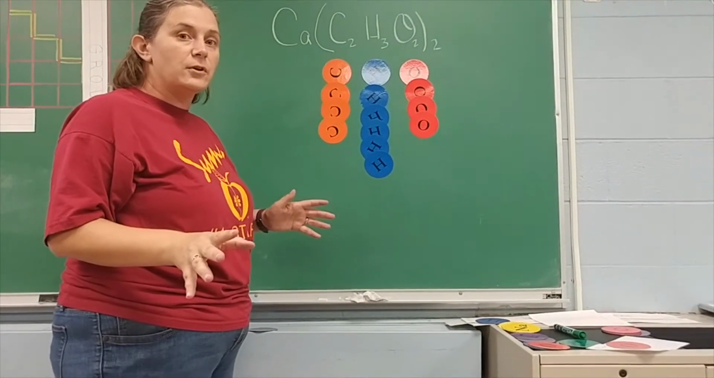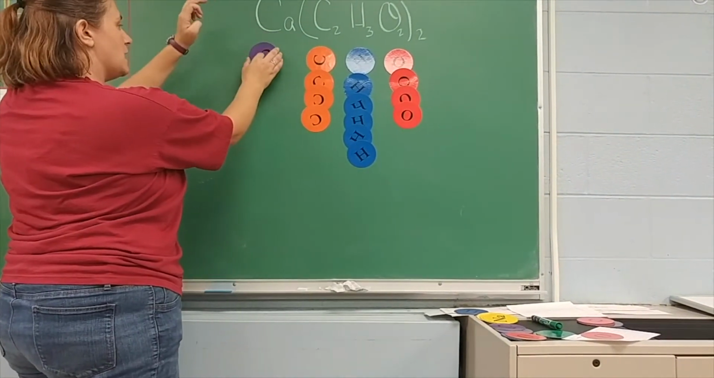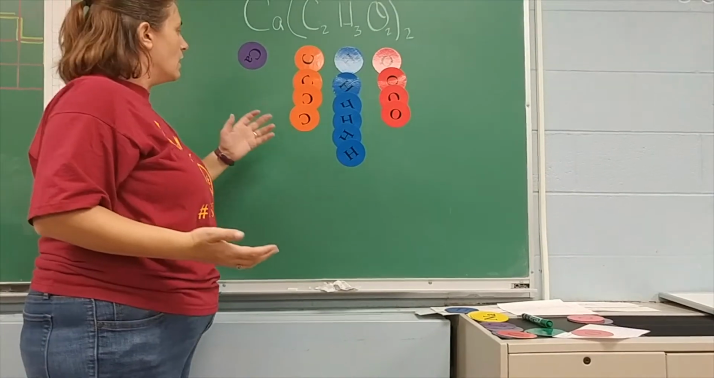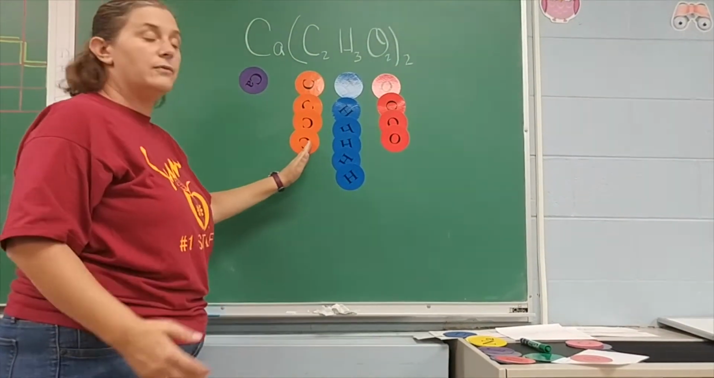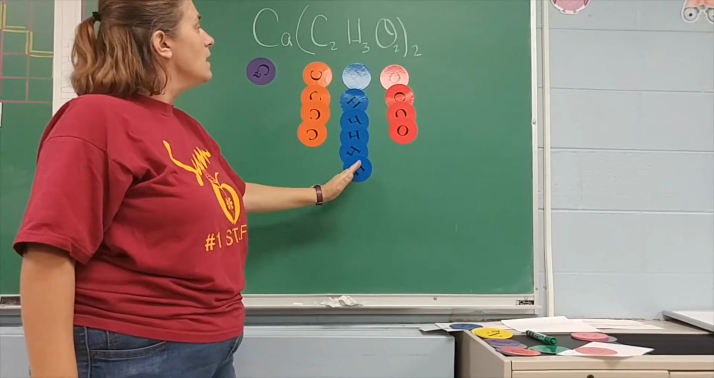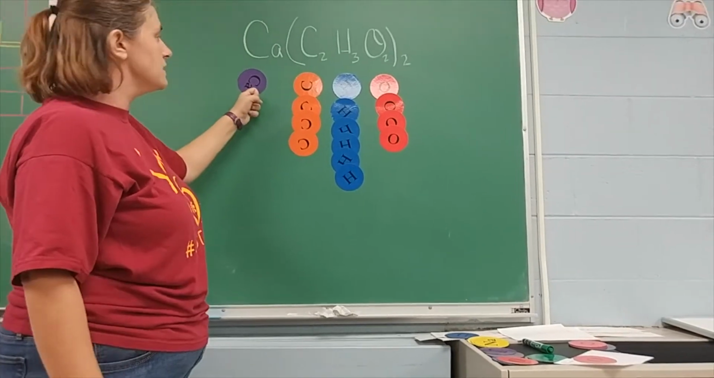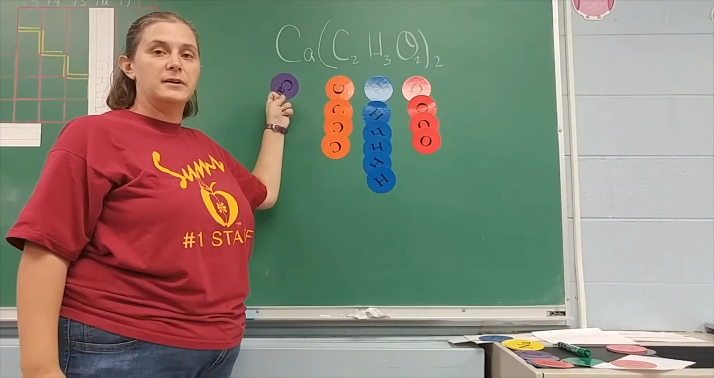Now, are we done with this formula yet? No, because we still got the Ca. So we got to put the Ca out here. So how many carbons do we have? We have a total of 4. How many hydrogens? A total of 6. How many oxygens? A total of 4. But our calcium is a solo single one out here.